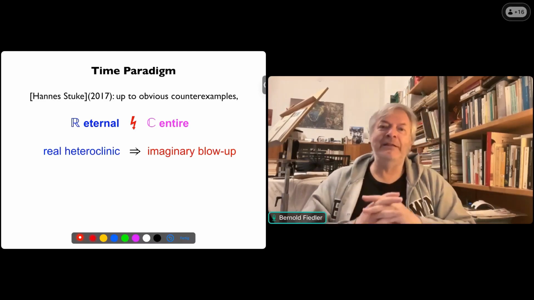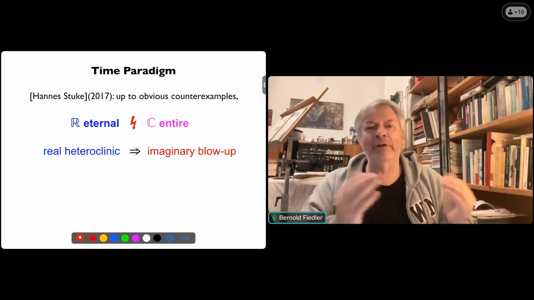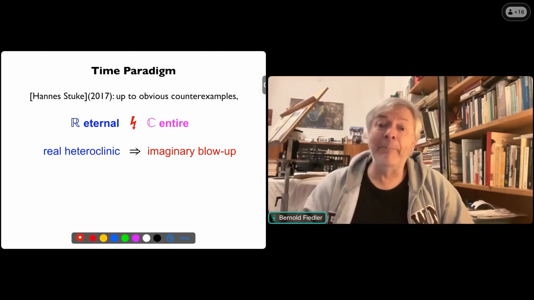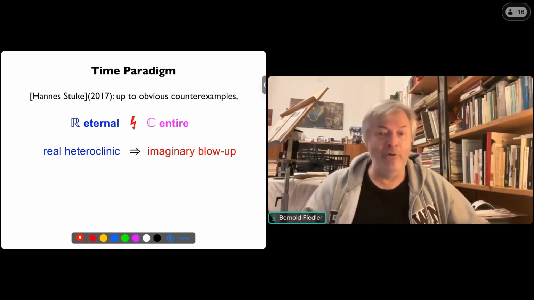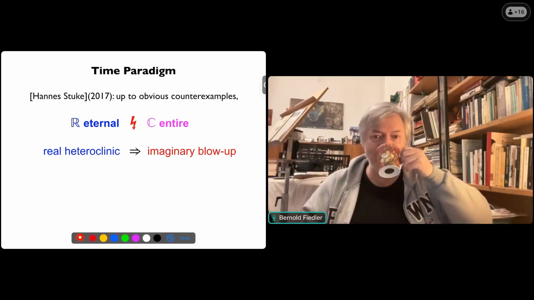So if you are very lazy and you seek a blow up solution for the Schrödinger equation, you just look for a real heteroclinic solution and automatically it will blow up in imaginary time. It will give you a blow up solution of the Schrödinger equation, linking the nonlinear versions that I'm looking at here.